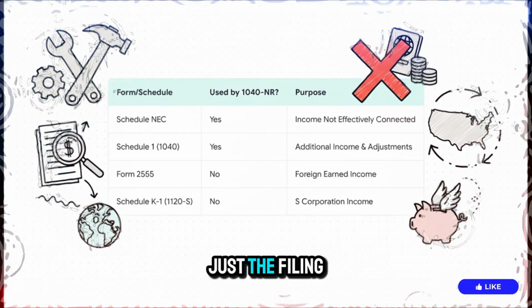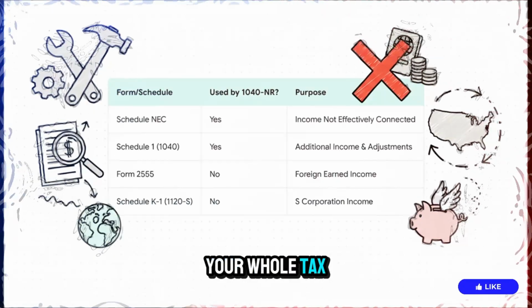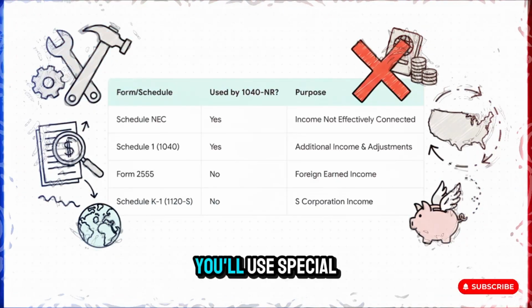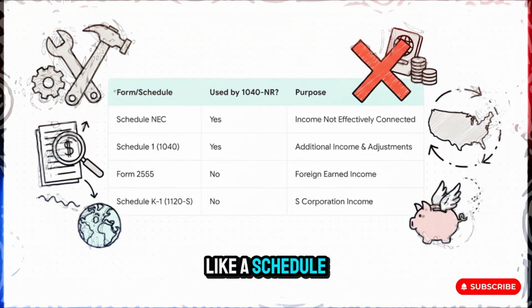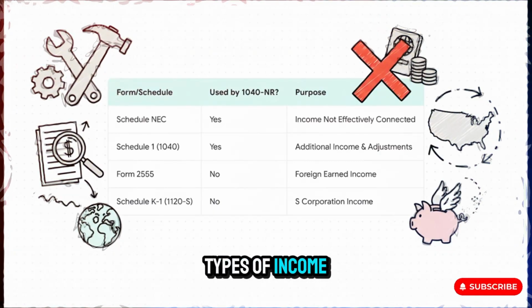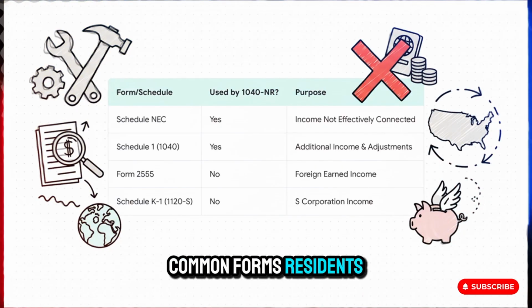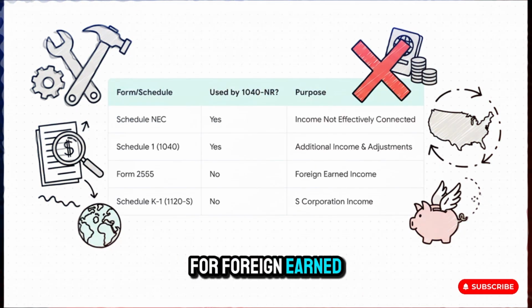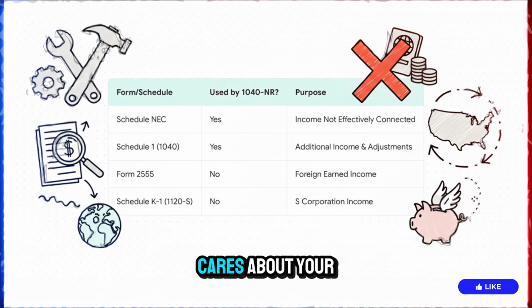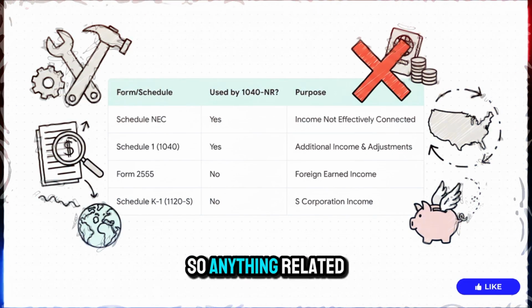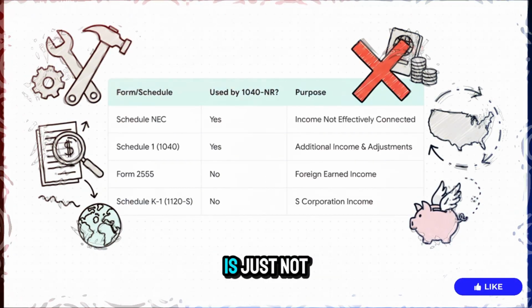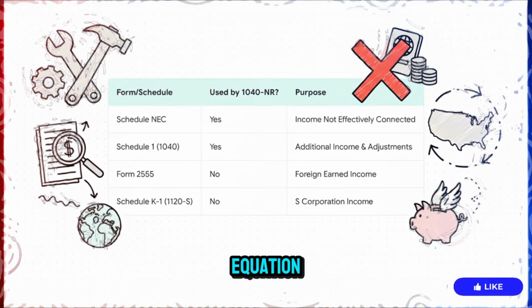And it's not just the filing status. Your whole tax toolkit is different. You'll use special forms, like a Schedule NEC for certain types of income. But on the flip side, you can't use some of the common forms residents use, like the one for foreign earned income. And that makes perfect sense, right? The IRS only cares about your US income, so anything related to foreign income is just not part of the equation.